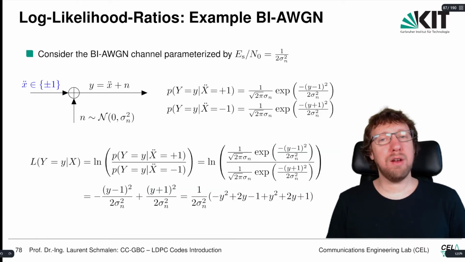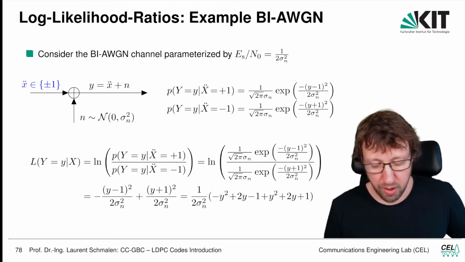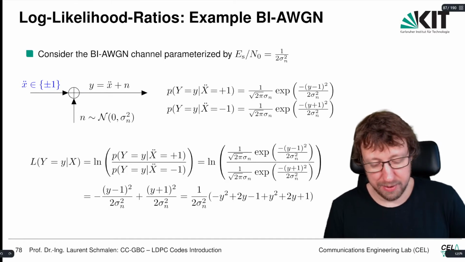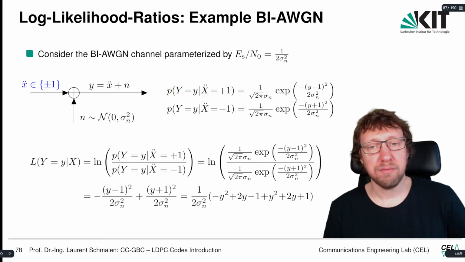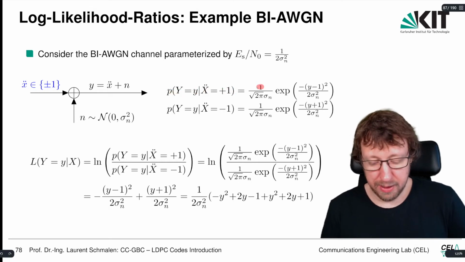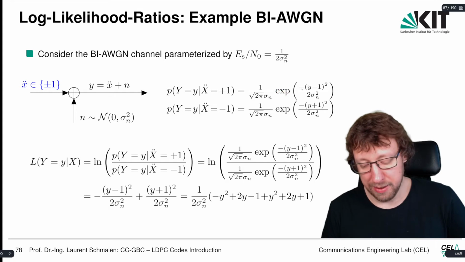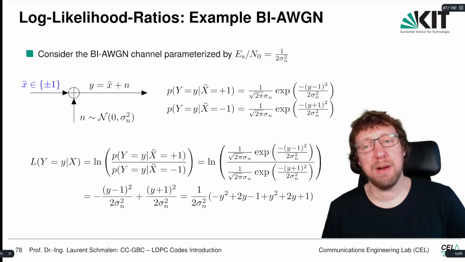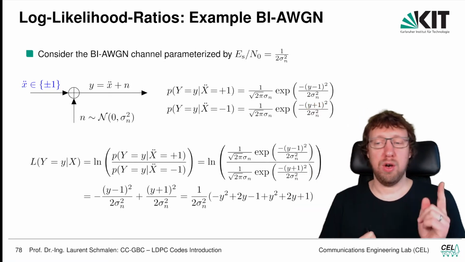So let's take a look at the binary input AWGN channel. Again, we can now formulate the conditional PDFs, p of y given x double dot. This is the Gaussian distribution. So it's 1 over the square root of 2 pi sigma n times e to the power of minus (y minus 1) squared over 2 sigma n, or (y plus 1) squared over 2 sigma n, depending on whether we transmit a plus 1 or a minus 1.